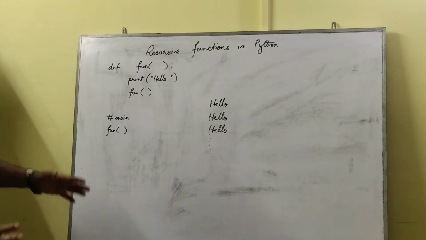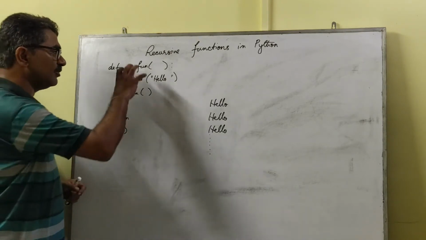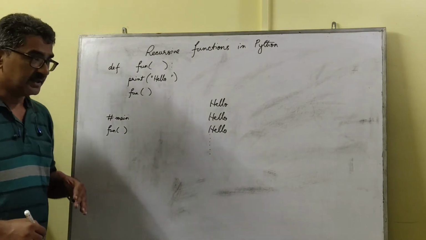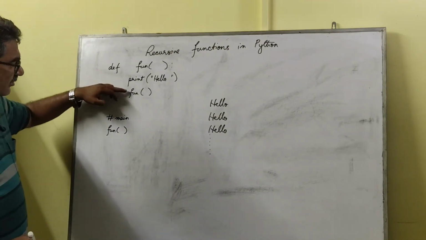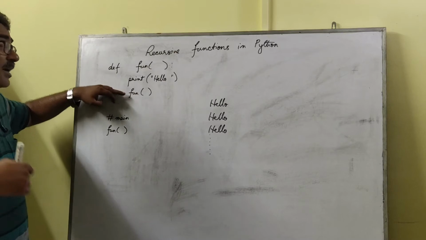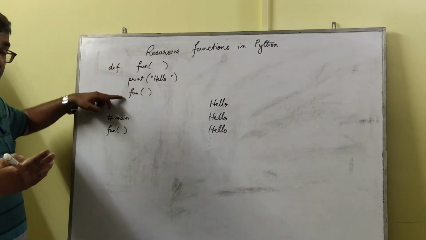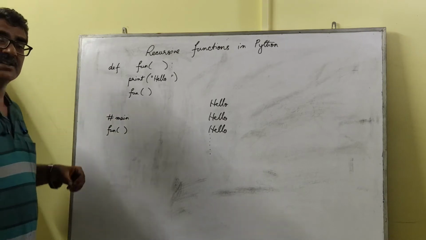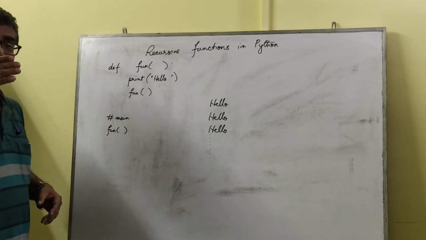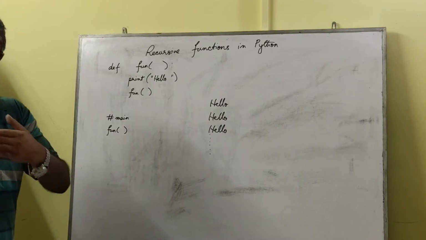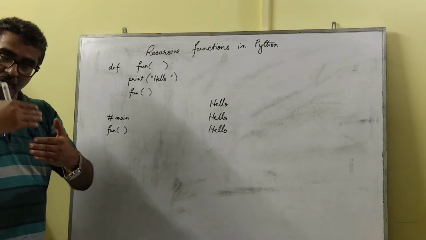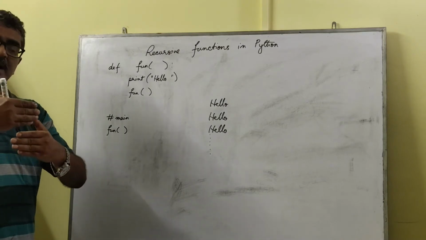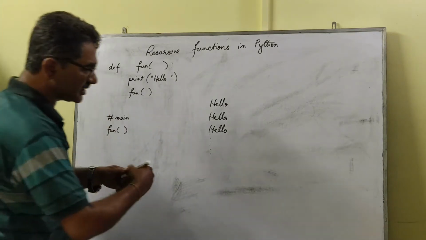Now what does it mean? Every time you call a function, it occupies a certain amount of memory. And here, before the function ends, once again I'm making a call to that function named fun. So the previous function does not end over there. While not ending, once again I make a call to this function. So it is going to occupy a different memory location. You can imagine it's something like this.